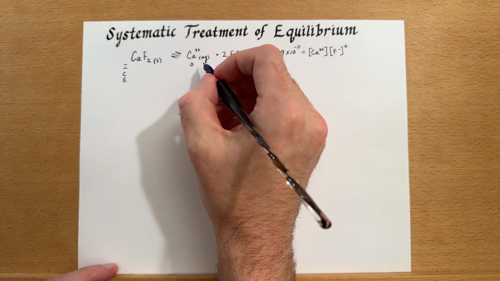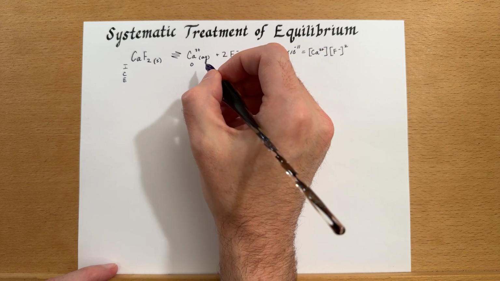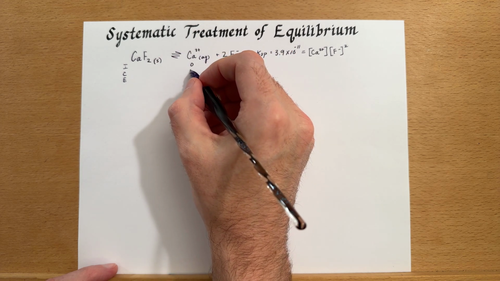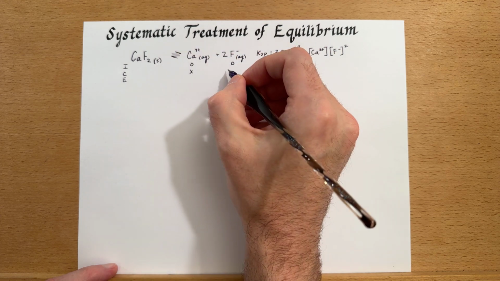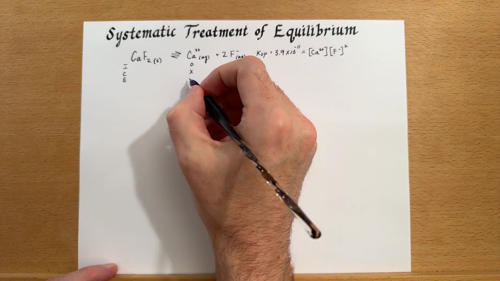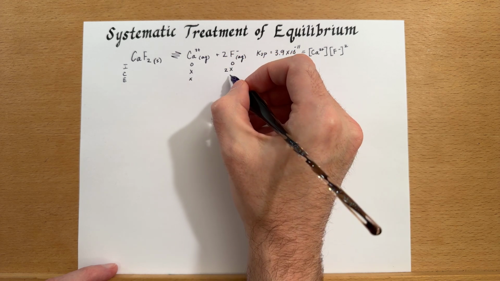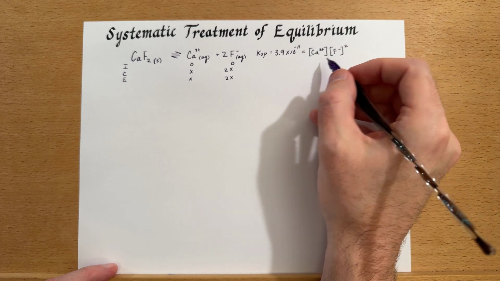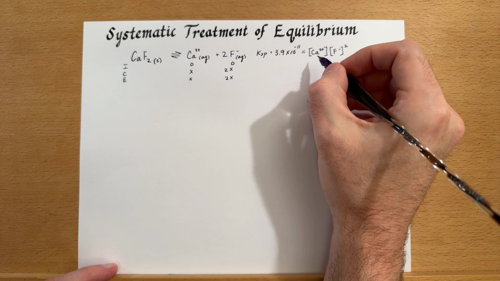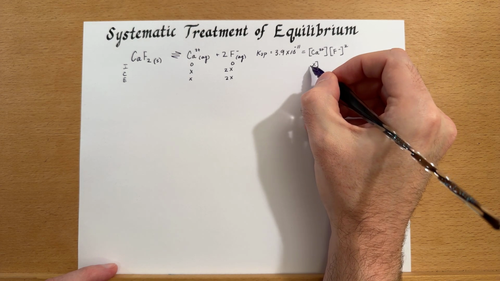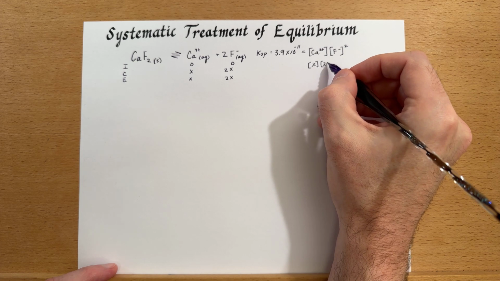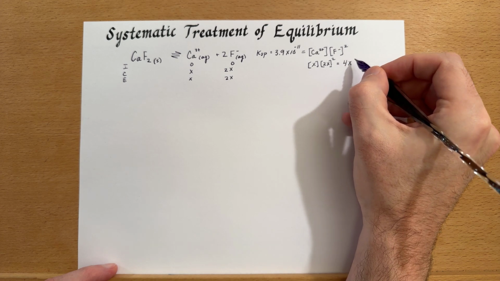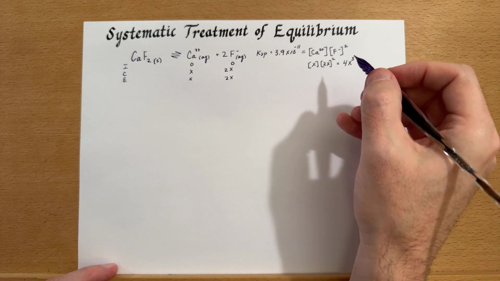Initially, we don't have any of the calcium or fluoride in the solution, but we will dissolve X amount of the calcium, and when that dissolves, there will be 2X of the fluoride, and so 0 plus X is X, and 0 plus 2X is 2X. Then we could plug these numbers into our KSP, and I'll do that right here. And that should be 4x to the third.